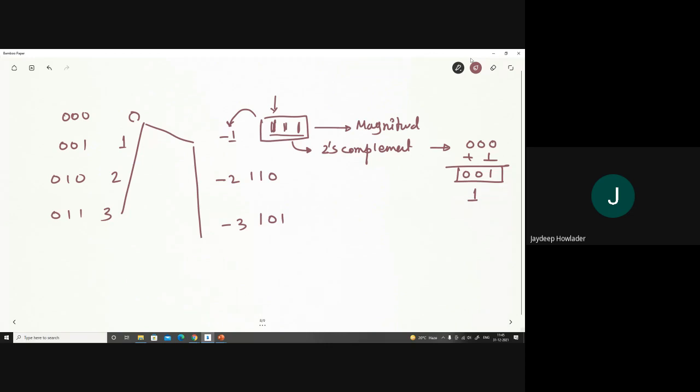Then how many numbers have we worked out? 0, 1, 2, 3, then -1, -2, -3. That is 7. So one number is missing, and this number is 1 0 0. Clear? Now what value does it represent? First, this number is negative. I have identified that the number has the negation part, and then I try to map its magnitude.